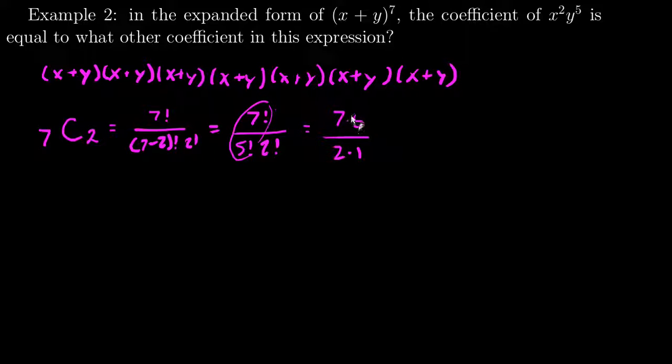And again, I'm not going to multiply 7 times 6. I'm going to divide 6 by 2 first, and just get 7 times 3, which is 21. So the coefficient on this will be 21. That's part of the binomial theorem.